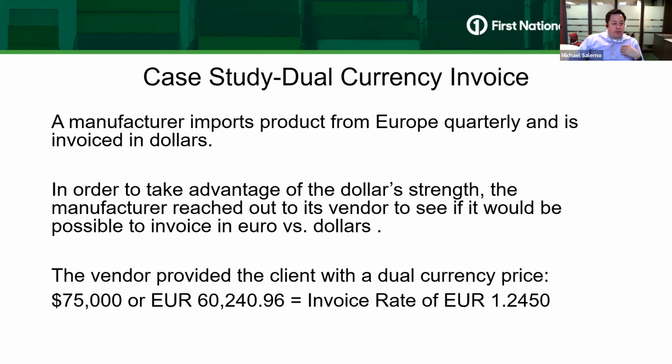Well, in order to take advantage of the dollar strength, we informed them, hey, we've noticed that you have been importing from the same manufacturer every quarter and paying the same amount of US dollars. So why don't you ask your vendor, could they provide you that invoice next time in a US dollar price and a euro price? When they did that, the $75,000 or the euro that they quoted them was 60,240.96. What we did is we figured out that the invoice rate, or basically the rate that they were using to convert euros to dollars to make that invoice, was 1.2450.